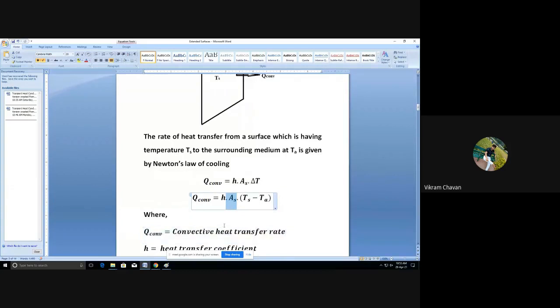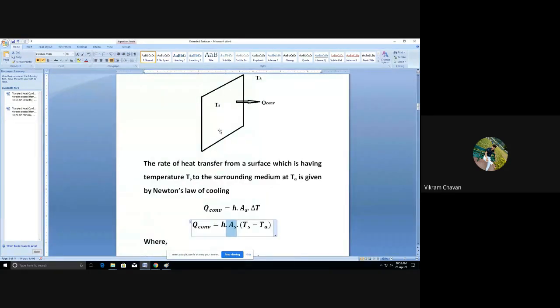This increment will happen by applying some extra surfaces over the base surfaces. The increase in heat transfer will happen by increasing the surface area, or by attaching extra surfaces to the base surfaces, extra surfaces having higher thermal conductivity.